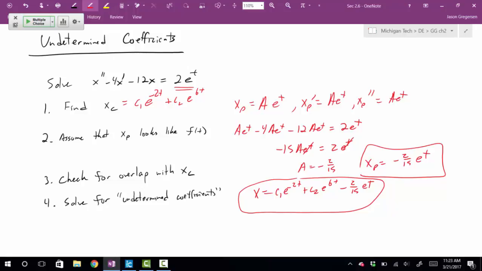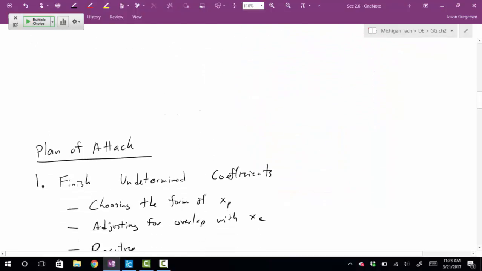All right, of course, it's not really that easy. There are some other things to consider, so that's what we're going to look at next here. All right, plan of attack.